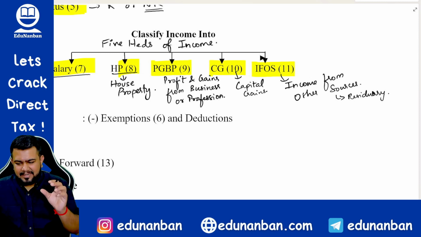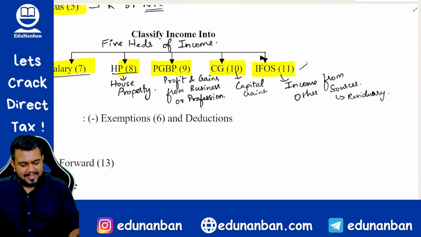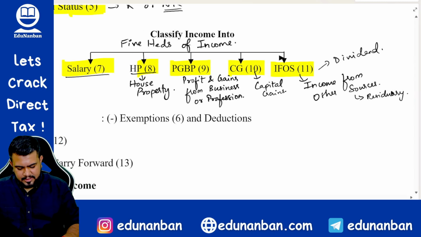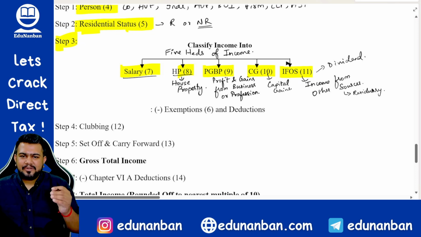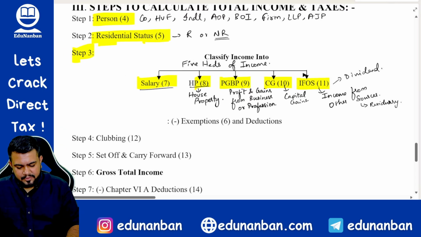However, there are certain types of income which are only taxable under income from other sources, like dividend income. Dividend is taxable under income from other sources. We are going to learn this also when we study the income from other sources chapter. So now you got it.